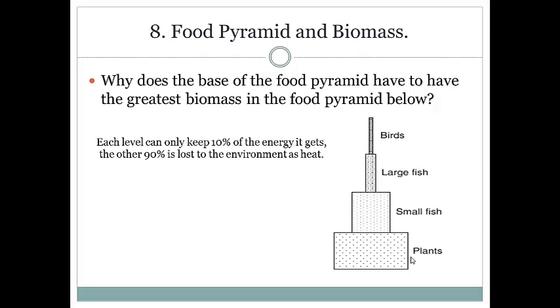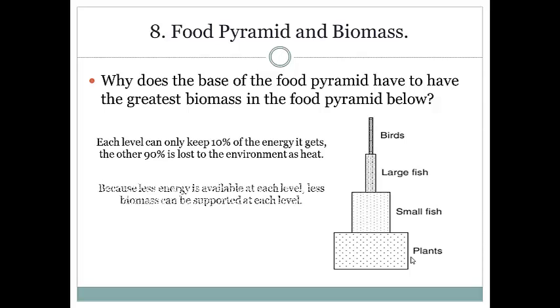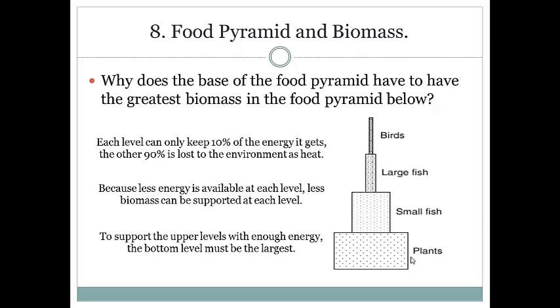So each level can only keep 10% of the energy that it gets. The other 90% is lost as heat to the environment. Because less energy is available at each level, less biomass can be supported at each level. So to support the upper levels with enough energy, we must have the bottom of the pyramid as the largest.